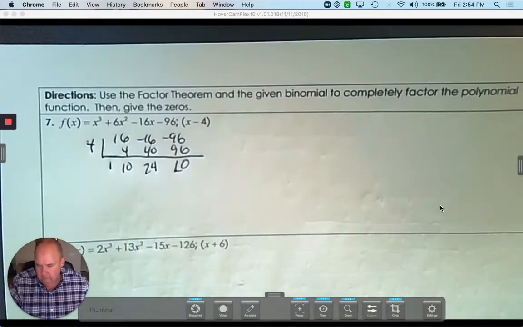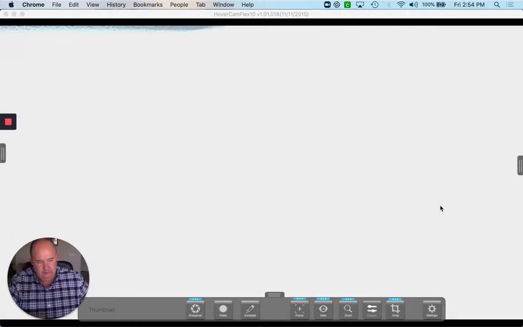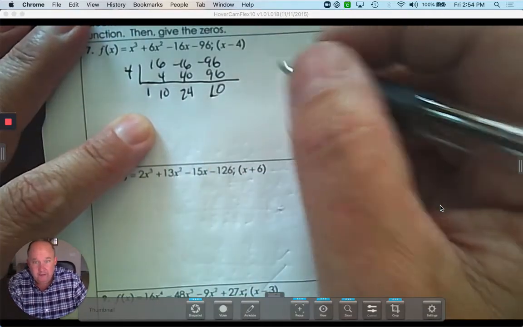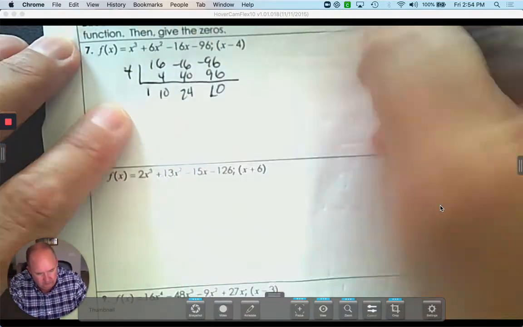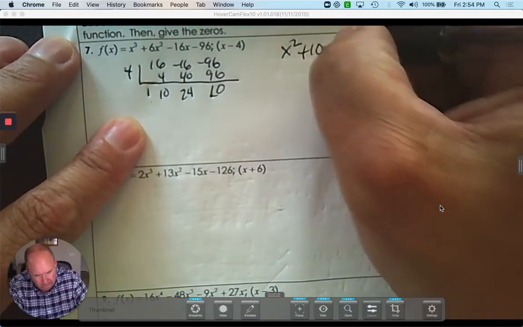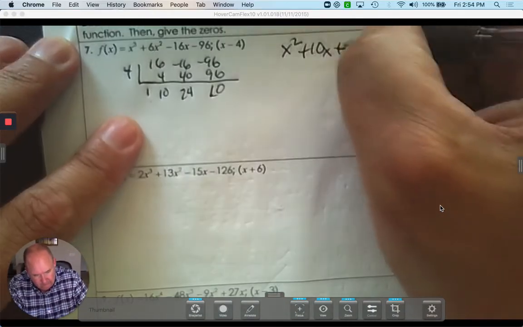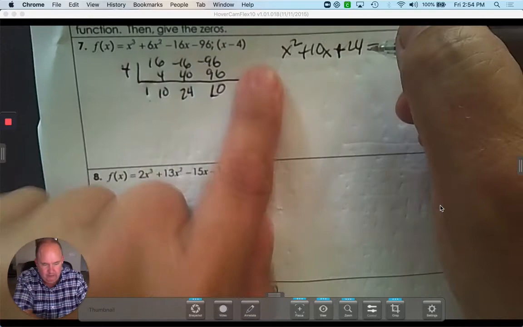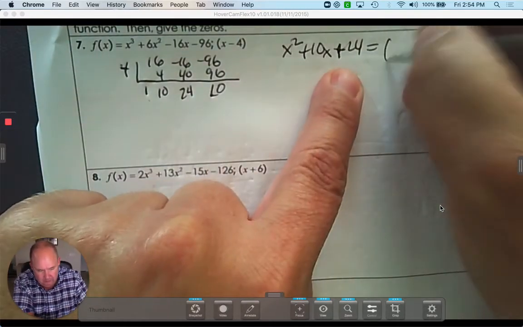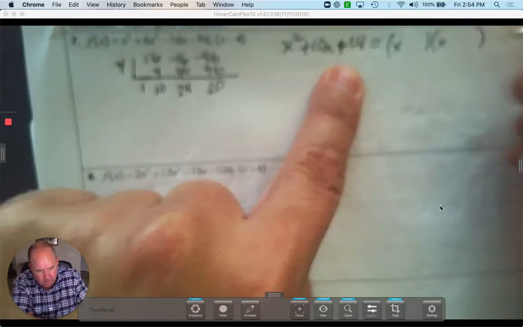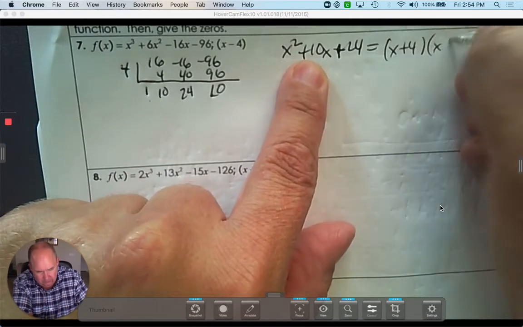So there I go. Let me have something to write on that's not digging in here. So 1, 10, and 24. So 1 degree less, that's x squared plus 10x plus 24. This is a simple trinomial because it's 1x squared. So two numbers that multiply to 24 and add to 10. So that's 4 and 6.